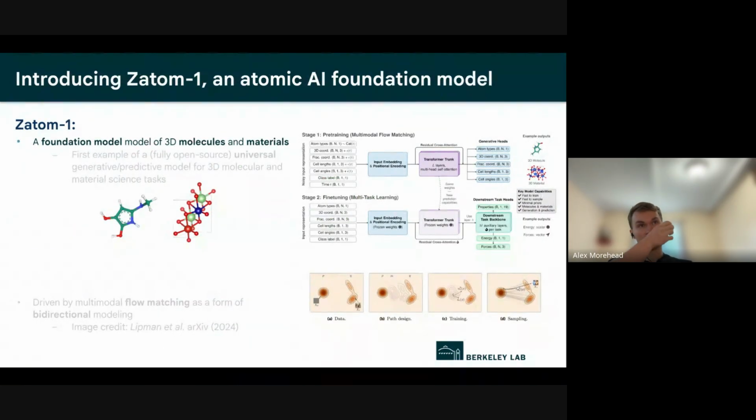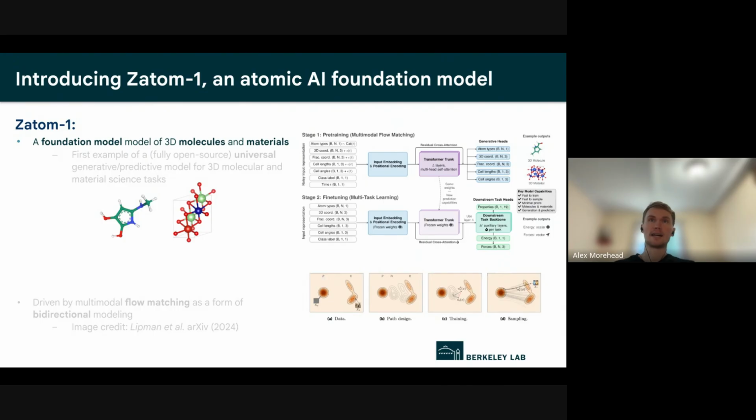So Zatom1 was our first answer to that question: what would it actually take to build this kind of model? And so we designed it in this way. It's the first foundation model of 3D molecules and materials, and I'll explain a little bit about what that means. It's visualized here in the top right-hand corner. This is Zatom1, where we have two different stages of training it, a pre-training stage and a fine-tuning stage, as is traditional in the machine learning literature.